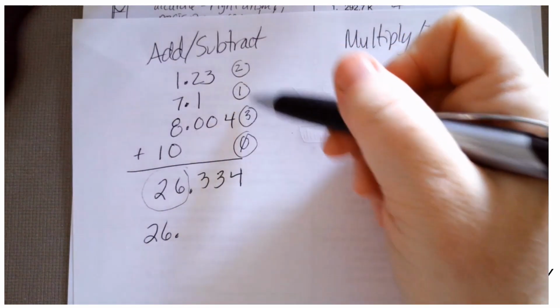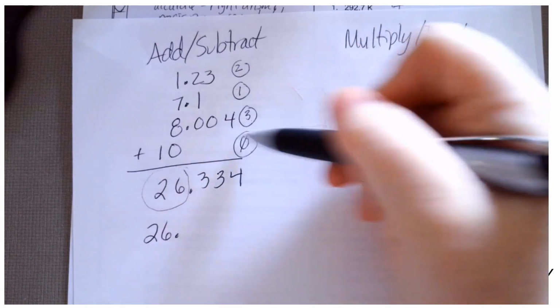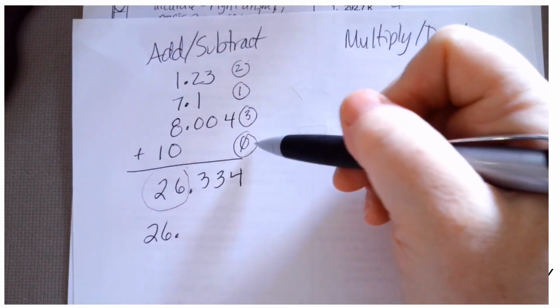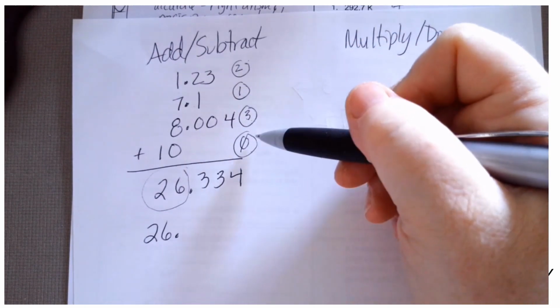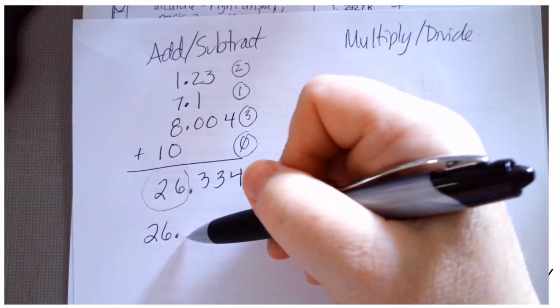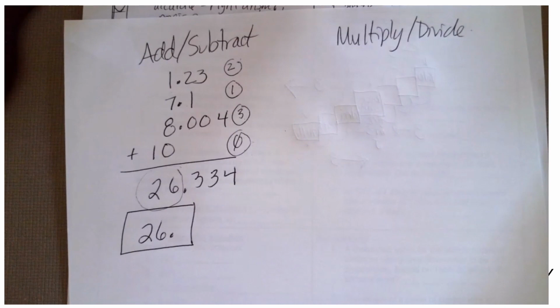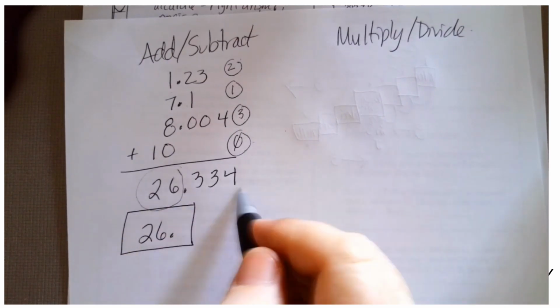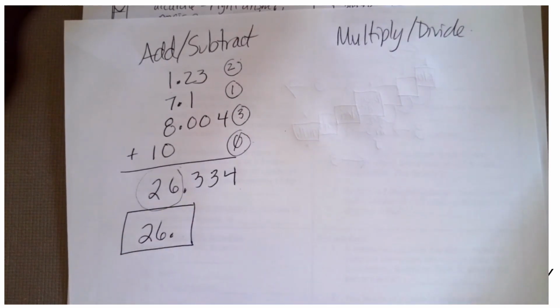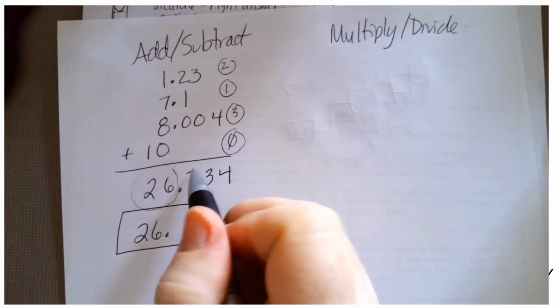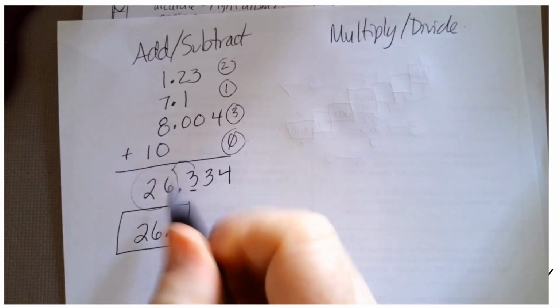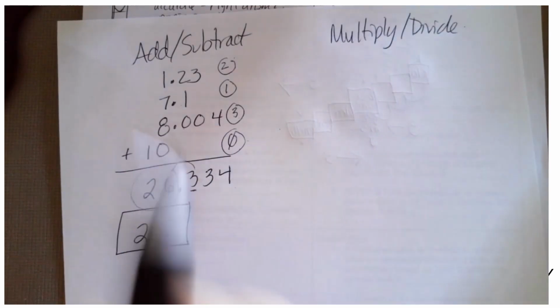So I look at these numbers, the number of digits they had after the decimal point. Which one was the smallest number of digits? Well, 0. So that means this needs 0 digits after the decimal. So that is my final answer. That's it. I round this to 1 digit after the decimal. And since this is a 3, I do not round this up to 27. I keep it 26. Done.